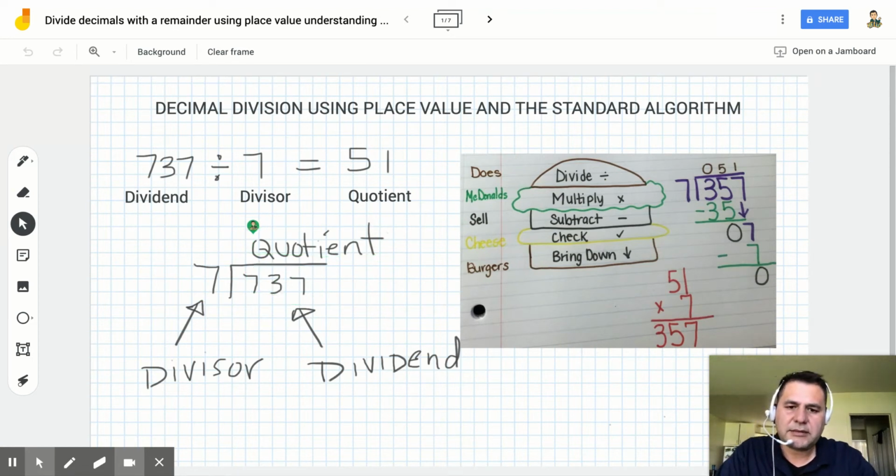So basically in the past you've been taught maybe to divide, multiply, subtract, check, and bring down. I used to teach it as does McDonald's sell cheeseburgers? Where the first step is to divide, then multiply, then subtract, then check, then bring down. But have you ever stopped to think why? Why is it that we divide like this? Well, today's lesson is going to answer that same question.